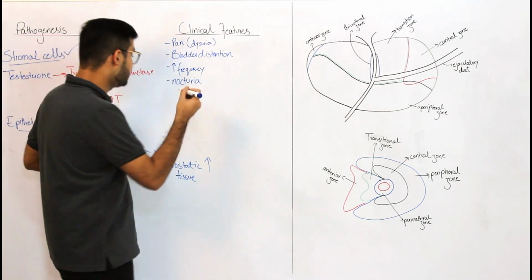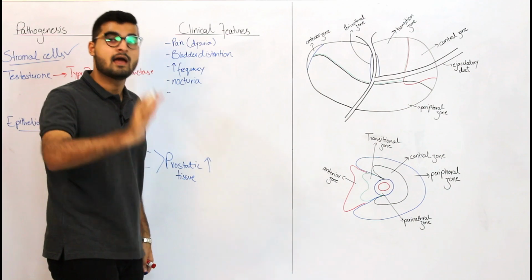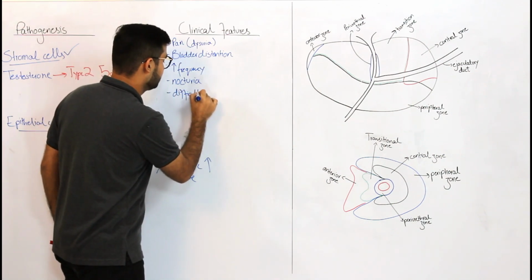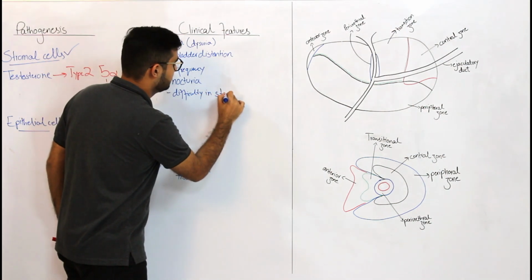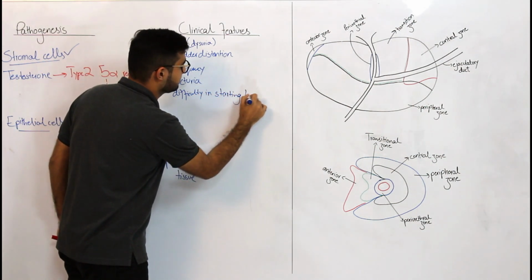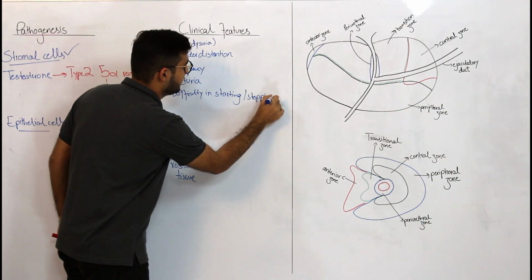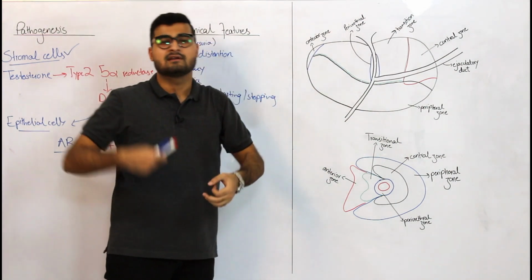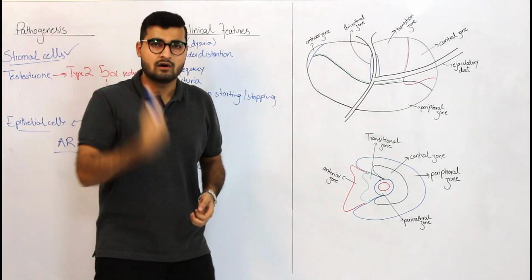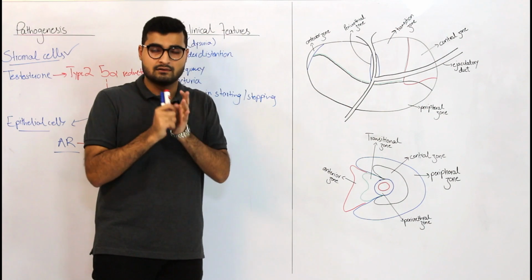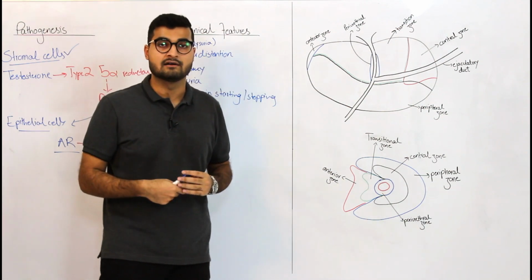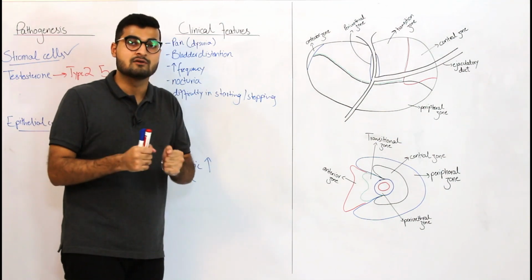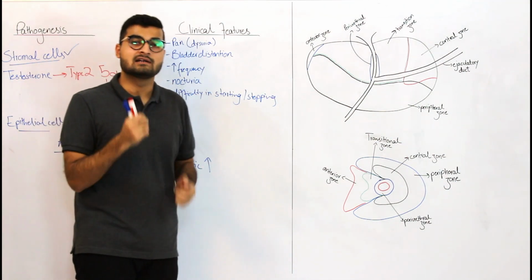Now, they might have difficulty in starting and stopping their urine. Now, why would they have difficulty in starting and stopping? Like I said, a narrow urethra, they will have to apply a lot of pressure in order to empty their bladder. So they will have difficulty in starting, and once it has started, they might not be able to control it right there. They will have difficulty in stopping the stream.